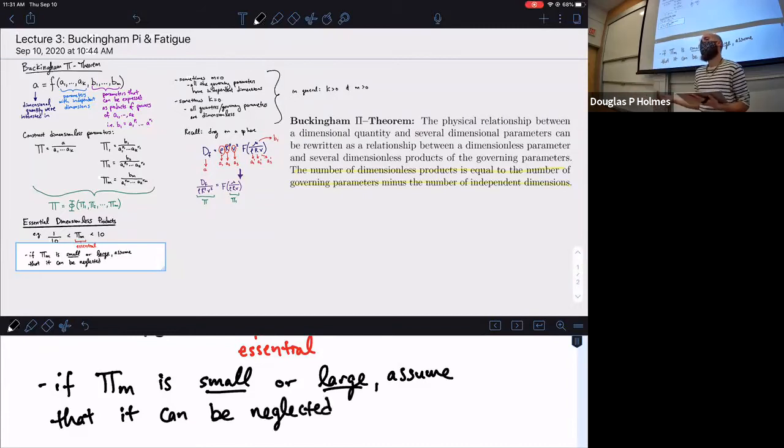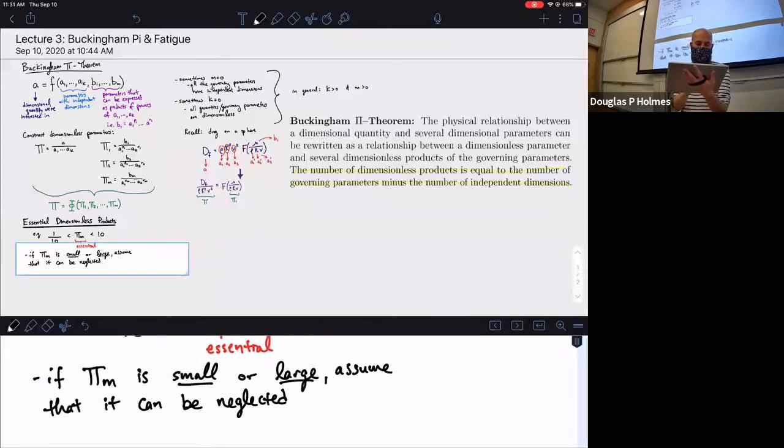An example of this might be going back to the projectile problem. We could have included drag and air resistance in that problem. And the reason we didn't is because we assumed that that quantity was small, so we neglected it. Or maybe a more explicit example is going back to the brittle fracture problem, where I'll go through this here.